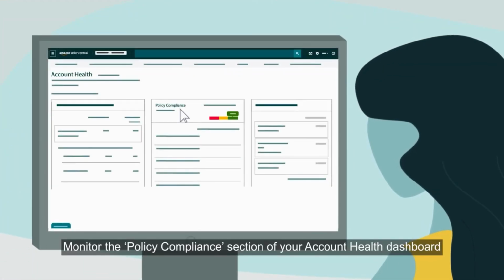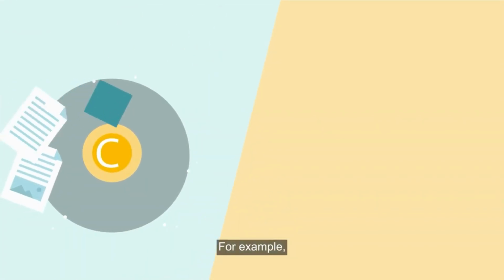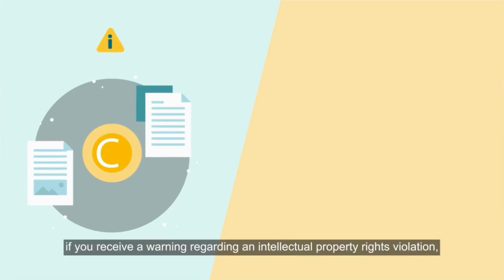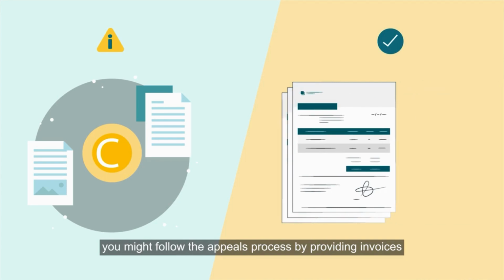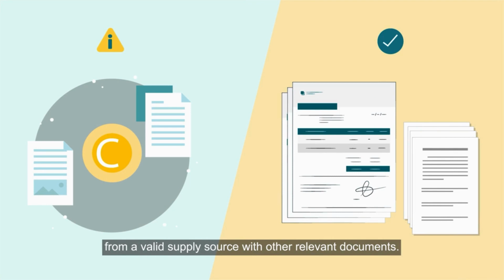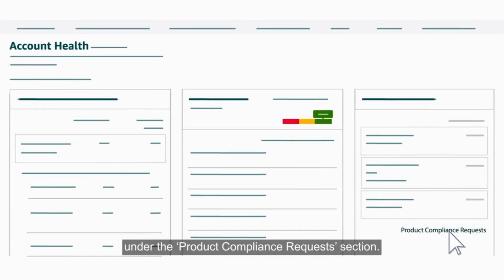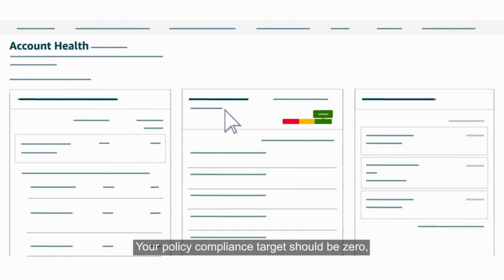Monitor the policy compliance section of your Account Health Dashboard regularly and respond to policy violation warnings. For example, if you receive a warning regarding an intellectual property rights violation, you might follow the appeals process by providing invoices from a valid supply source with other relevant documents. Any documentation requests will appear on your Account Health Dashboard under the Product Compliance Requests section. Your policy compliance target should be 0, meaning you should aim to avoid all policy violations.